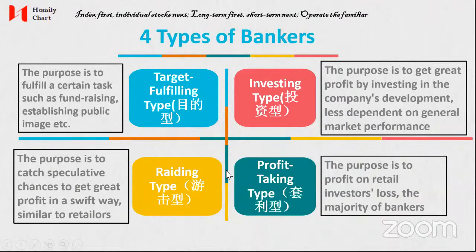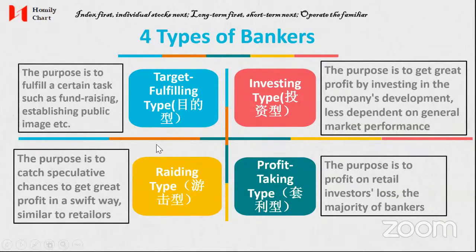For profit-taking type of bankers, this is the majority of bankers in the market. Most of the bankers belong to this type, profit-taking. For them, the purpose is to profit on the retail investors' loss. So they earn the money we as retailers lose. This is the majority of bankers. Of course, we have some other types, but these other types are the minority.